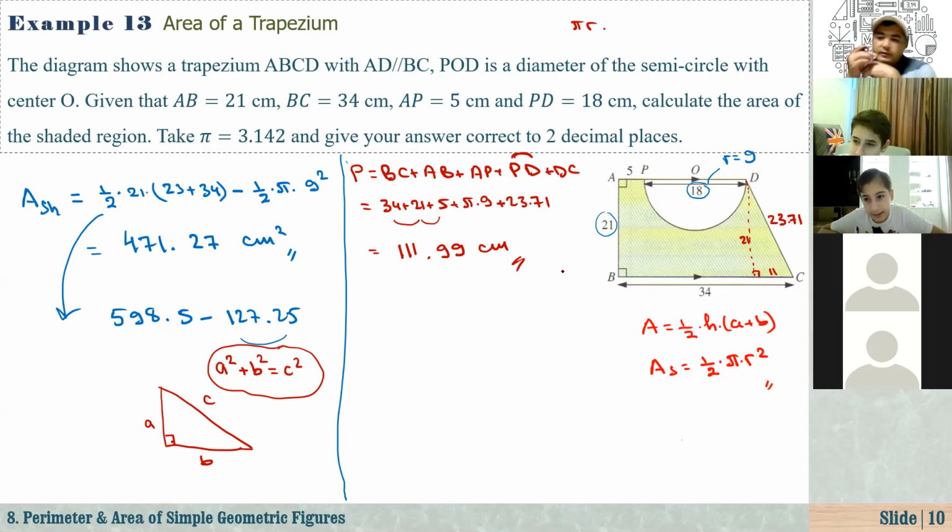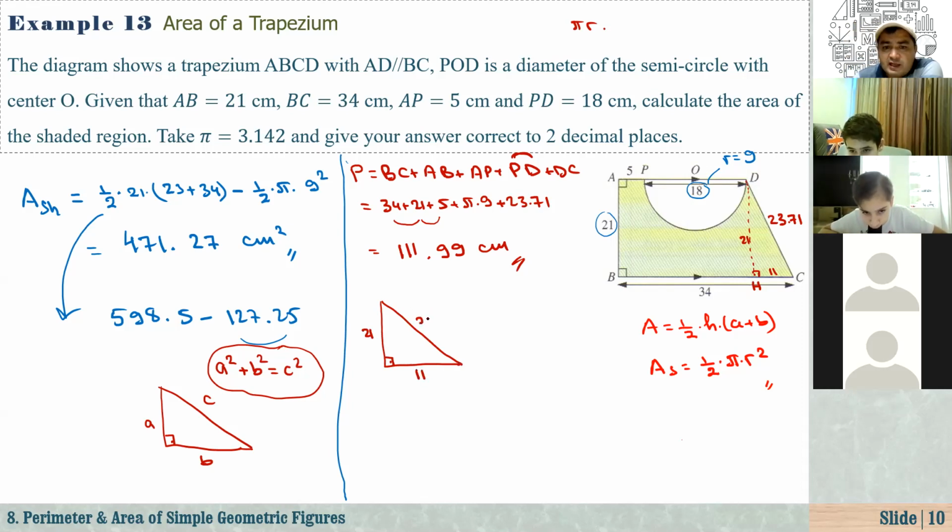Mr. Kasim, may I ask how you found DC again? Pythagorean theorem. Let me draw the triangle here. The height is 21, and this one is 11. Hypotenuse, I don't know. Let's say it is X. Using Pythagorean theorem, X squared is equal to 21 squared plus 11 squared, which is equal to what? 500?